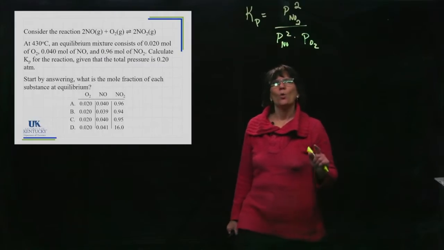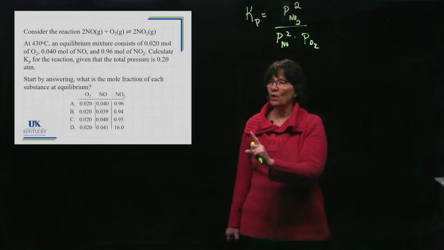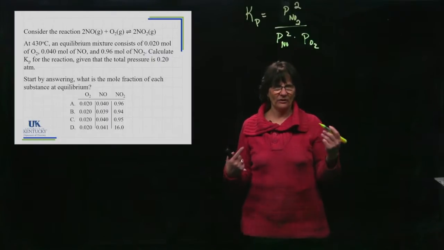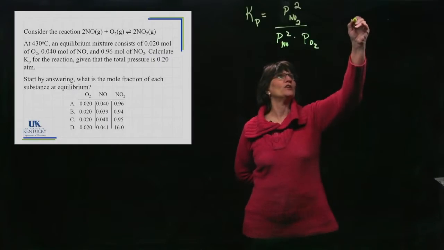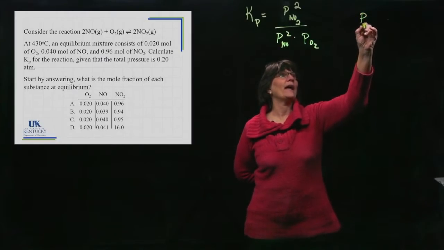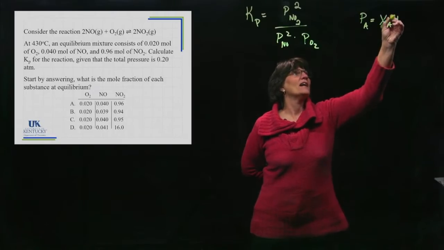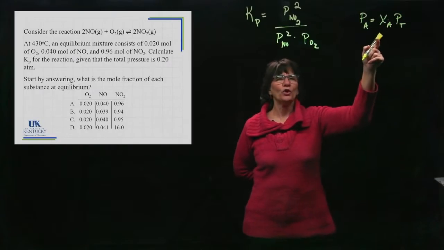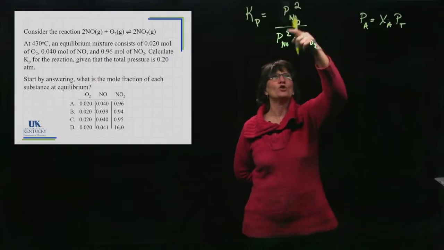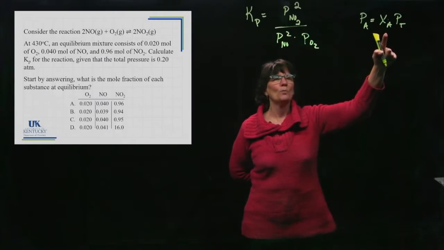So one of the things we have to draw back from General Chemistry 1 is our gas information. Dalton's law of partial pressure says that the pressure of a gas, and we'll call it gas A, is equal to the mole fraction of that gas times the total pressure. So we're going to use that piece of information to get all the partial pressures we need. Because we were given the total pressure, we need to know the mole fraction.